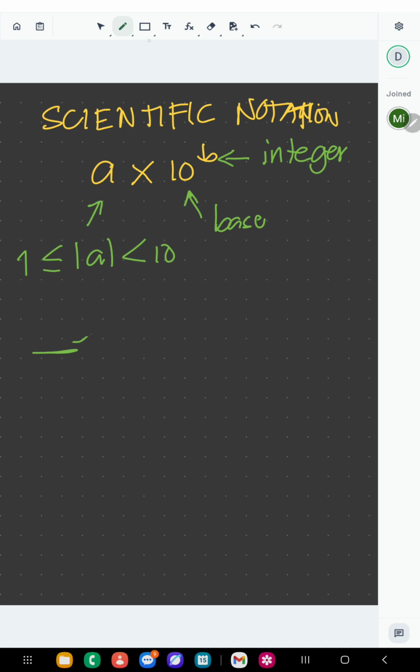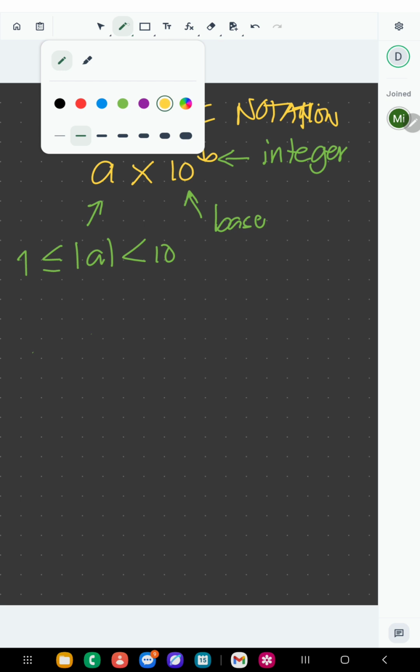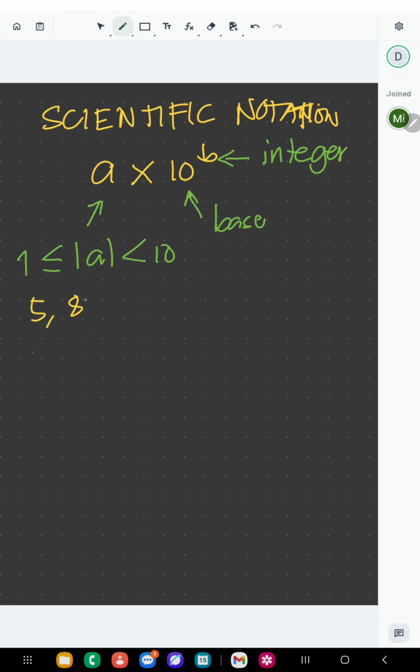So the first thing we do is we change the number to a decimal between 1 and 10. Let's say, for example, we're given this number, 5,878,600. How do we read this? Million, billion, trillion, and 5. What's that? This is million, right? This is billion. So this is trillion.